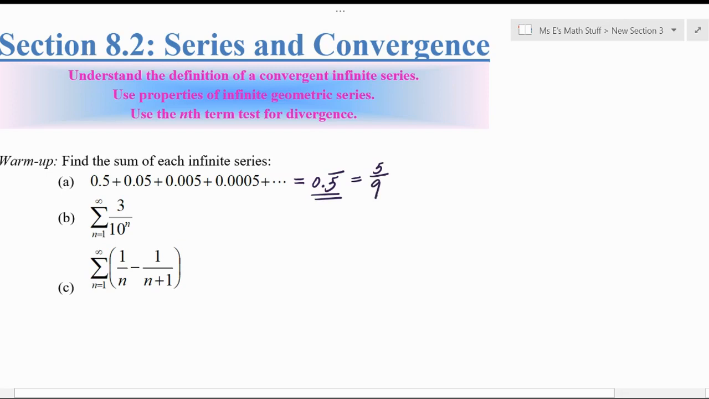If you don't believe me, just grab your calculator and do 5 divided by 9, and you'll see that you do get 0.5 repeating. So there you go. Now for part B, if you just stare at it, it might not make sense. But one rule of thumb, my friends, with sums is: if in doubt, expand it out.